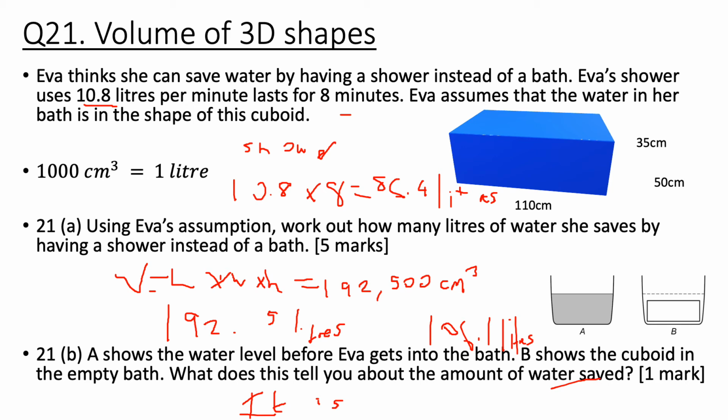So it is greater than the amount saved. Sorry about my handwriting there, guys, but the sentence should say it is greater than the amount saved. Okay.